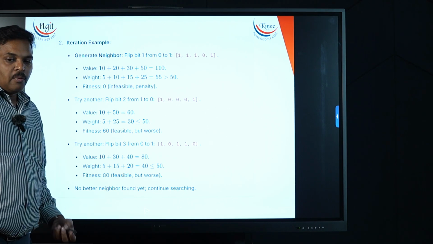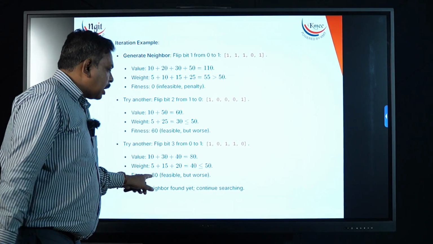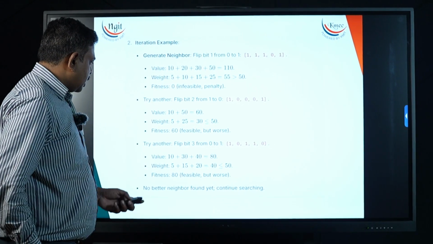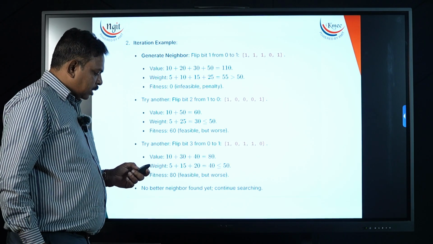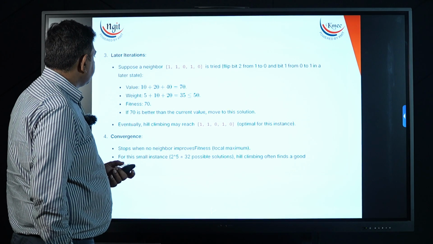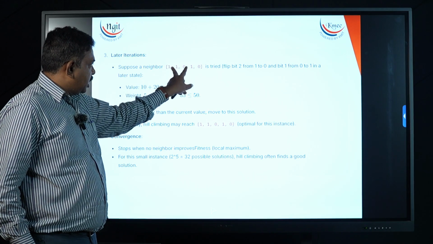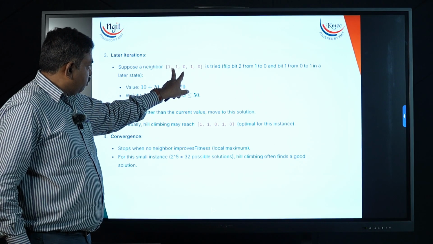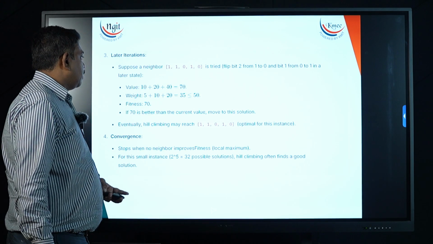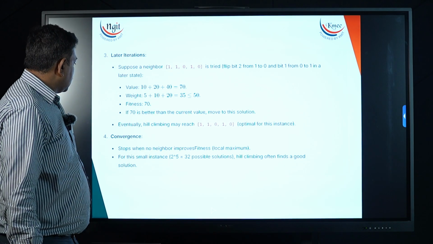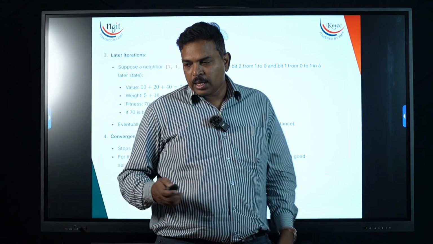So like this we continuously select new neighbors and calculate their fitnesses, and whichever gives the highest value and weight less than 50 is selected as the optimized solution. So finally I got this, after making so many neighbor state selections, 1, 1, 0, 1, 0. This is the best one, that is giving 35 and 70. So like this we solve the knapsack problem using the hill climbing algorithm.